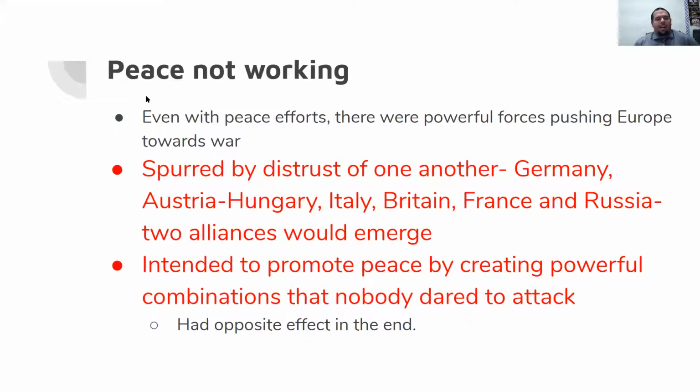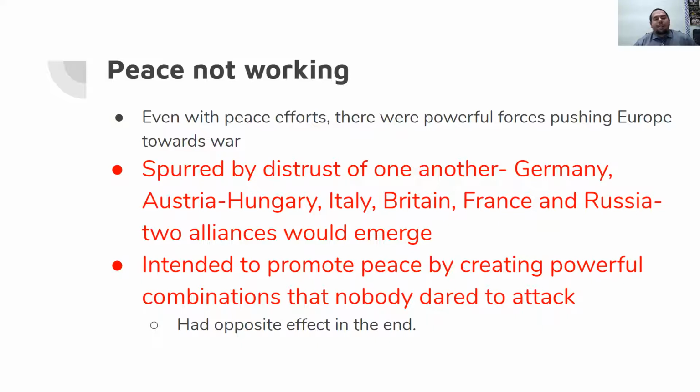All right, so the peace had not been working. With peace efforts that stem from 1815 with the Congress of Vienna, Concert of Europe, von Metternich, okay, peace efforts in Europe were unsuccessful. Powerful forces were pushing Europe towards war. And it was spurred on by distrust of one another.